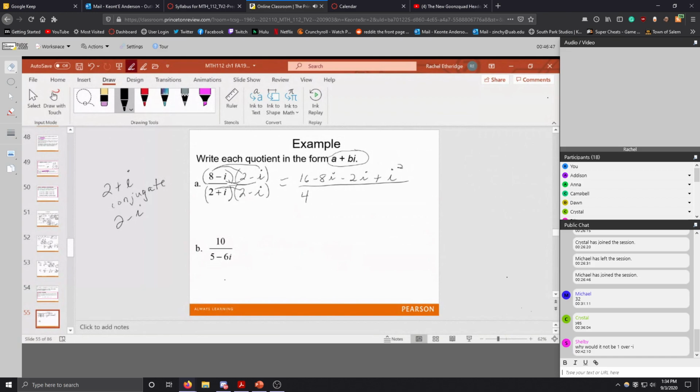4 minus 2i plus 2i minus i squared. Now, anytime I have an i squared, I'm going to make that what number? -1.